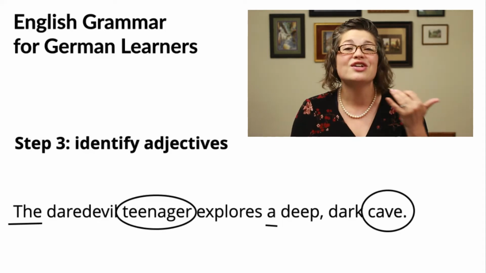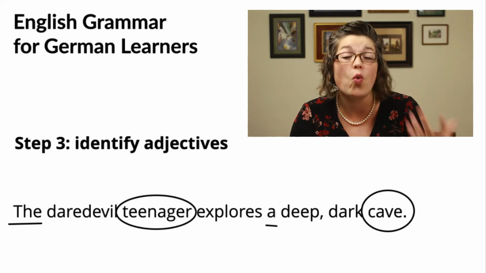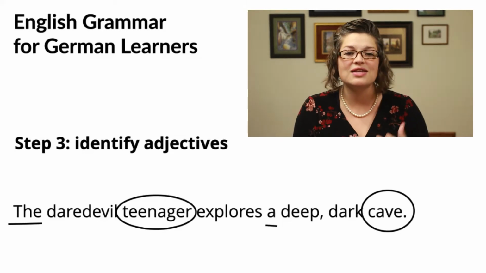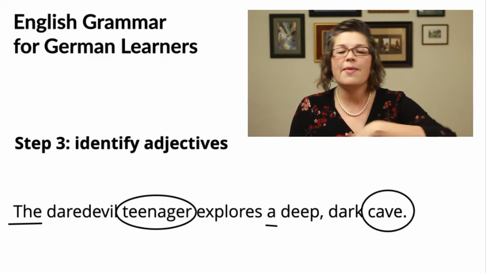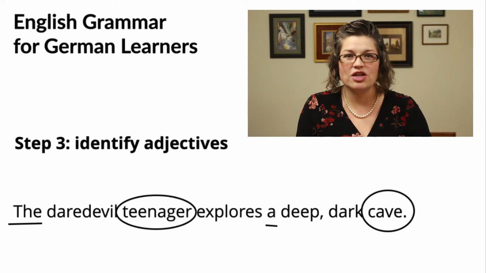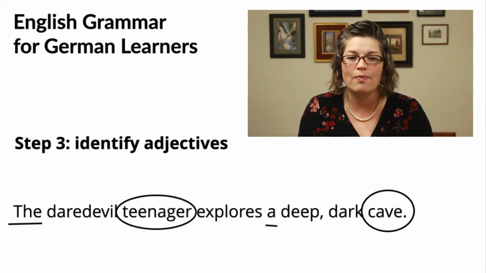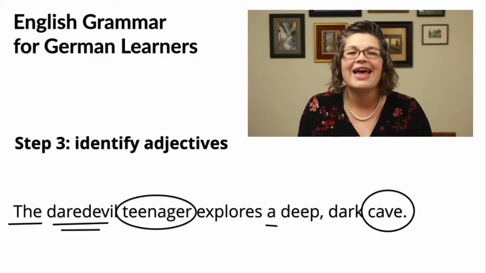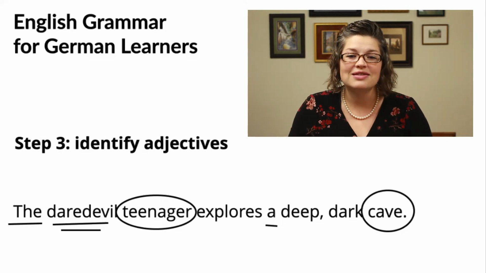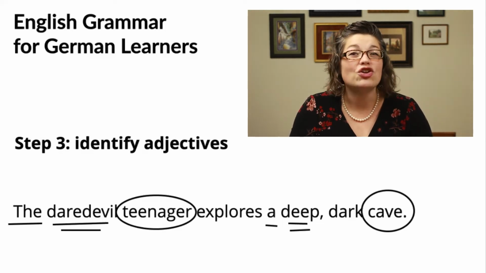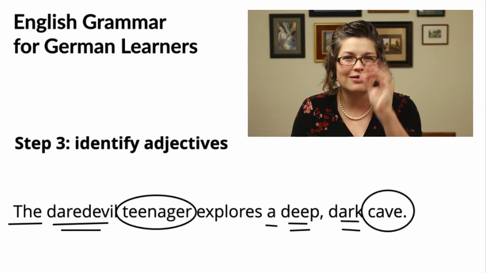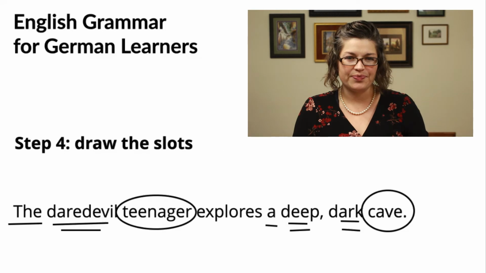So adjectives describe a feature or quality of the noun. They add additional richness and flavor to the sentence. So here, we're not just talking about the teenager, we're talking about the daredevil teenager. That's adding information about the teenager. That makes it an adjective. The cave, right, it's not just a cave, it's a deep and a dark cave, right? So those are adjectives. Great. Next step.